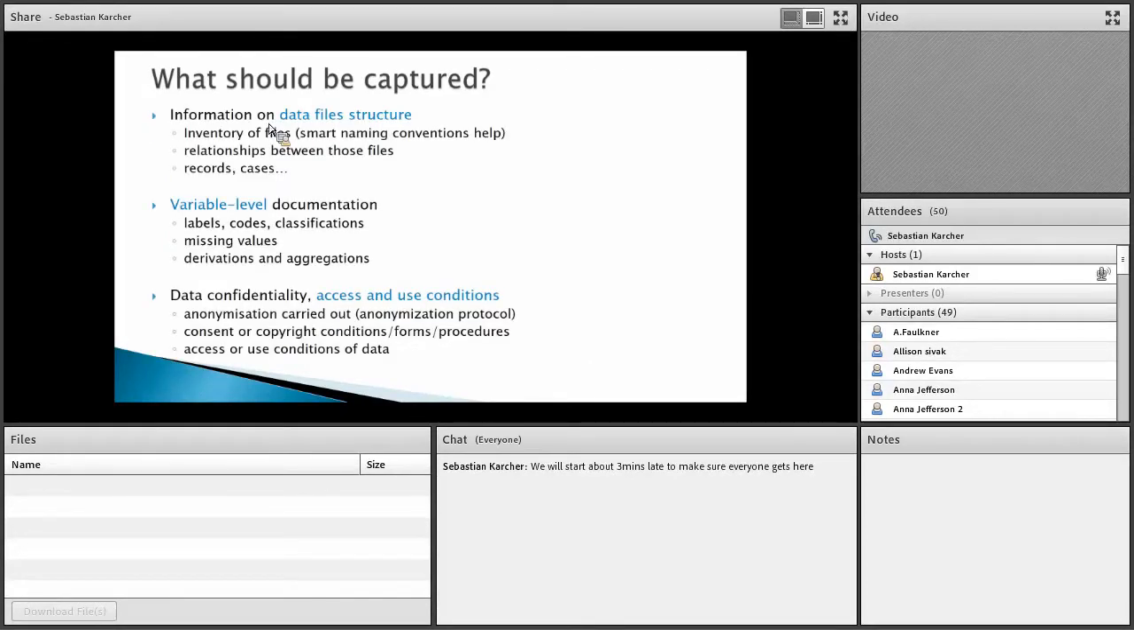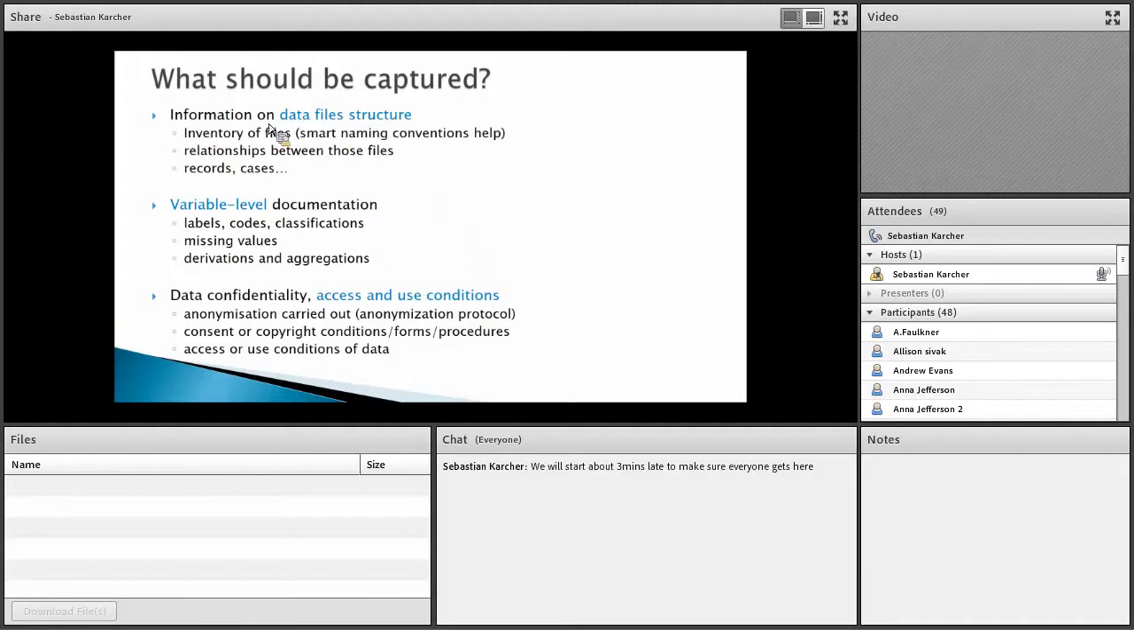Then things like data file structures, again, the connection with naming conventions becomes clear here. Variable level documentation, if variables are isolated already as part of the data collection process. And then more important to our general topic here today about safety and security, things like data confidentiality, access and use conditions. If you're working with human participants and if promising confidentiality is important and it will be achieved, for example, through anonymization, you want to think about the anonymization rules that you're going to apply.